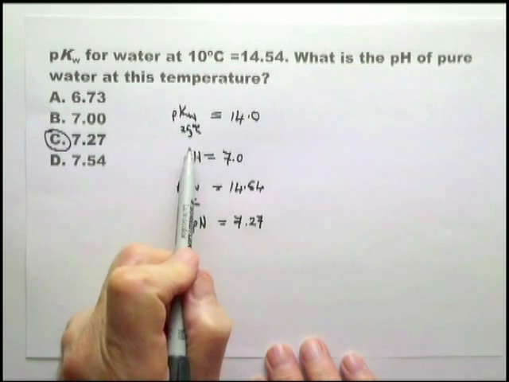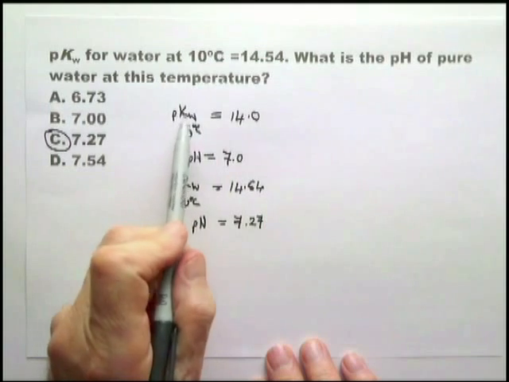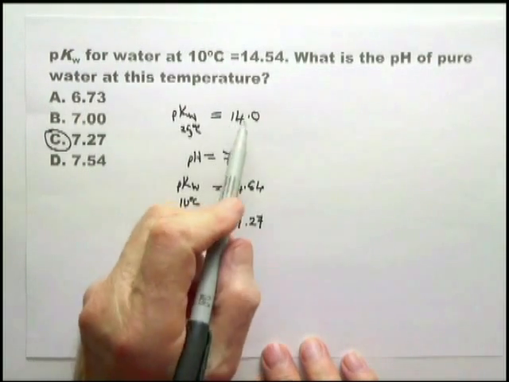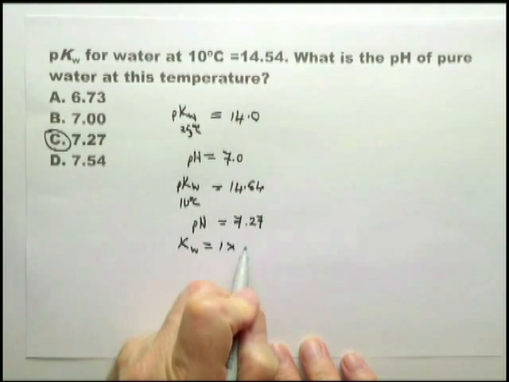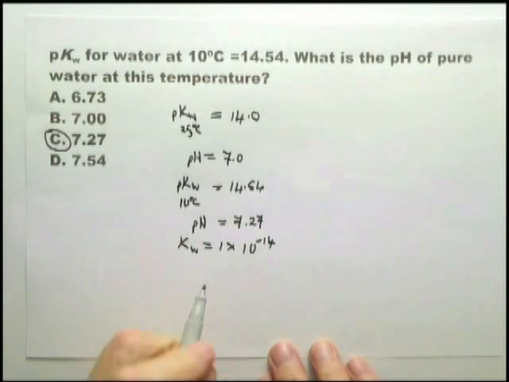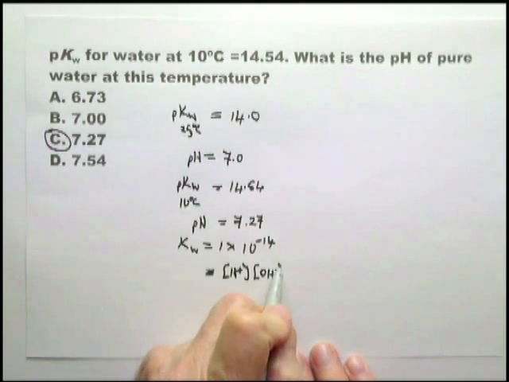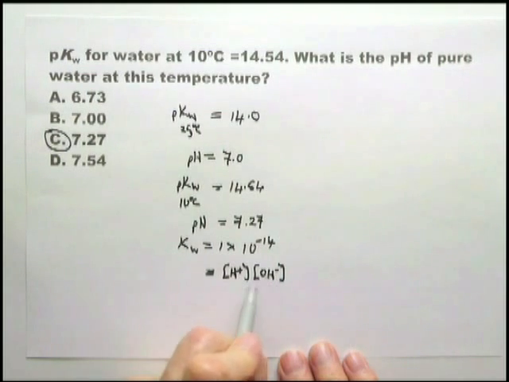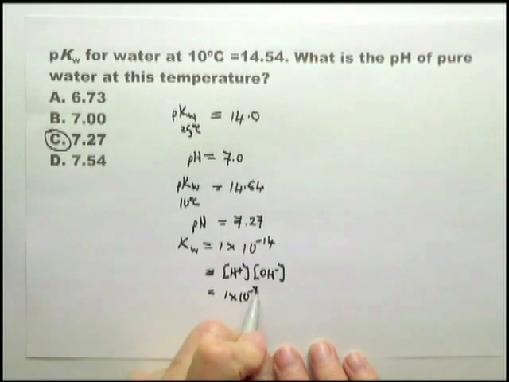The first question is, how do you know that the pH of pure water is 7 just because the pKw of water is 14? The reason you know it is because when you convert this back into Kw, Kw equals 1 times 10 to the minus 14. That equals the concentration of hydrogen ion times the concentration of OH minus. And they are equal in pure water. When the pH is neutral, they are equal.